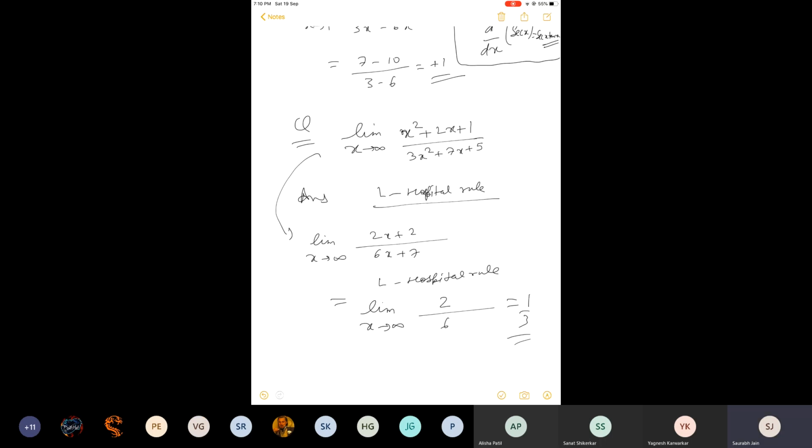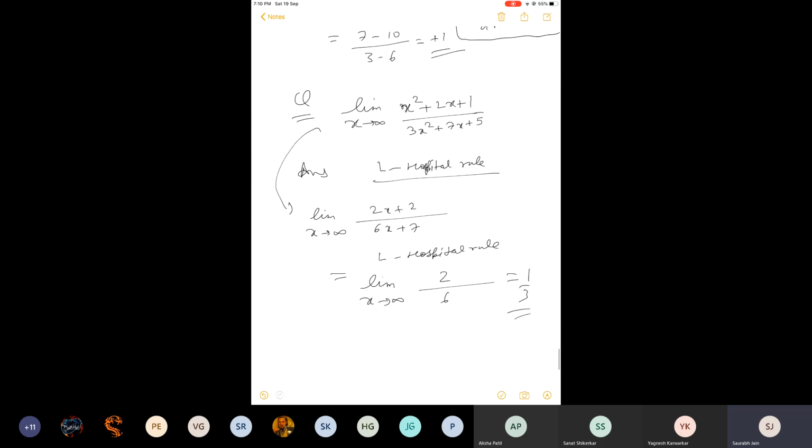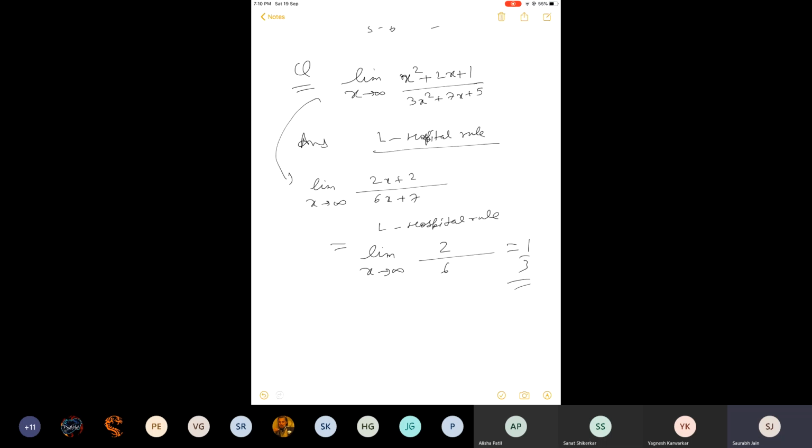Okay, so now you should know when to stop. This process of differentiating numerator and denominator separately can go on, but ultimately you have to stop at the point where the indeterminate form vanishes, right?